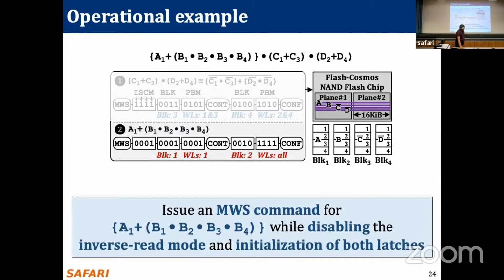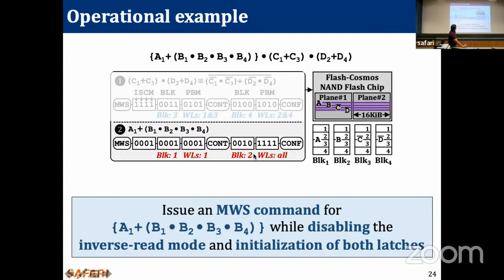And now once that is done, we come to the first part of the equation, where we have bitwise AND of 4 different operands along with the bitwise OR. So to do that, we again send 2 different commands. We issue one MWS command, but with 2 address slots, where we specify A1 using this, and the B operands are being specified in the second slot.